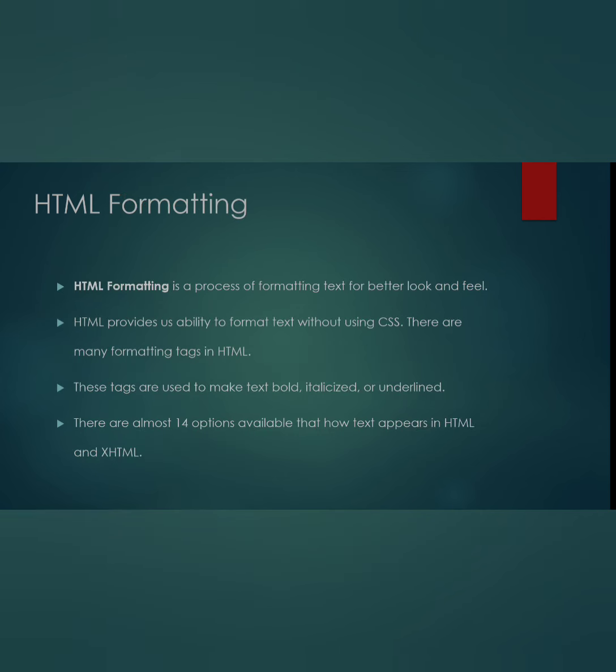HTML formatting. HTML formatting is a process of formatting the text for a better look and feel. It provides an ability to format the text without using CSS. CSS stands for cascading style sheet. There are many formatting tags in HTML. These tags are used to make text bold, italic, or underlined. There are almost 14 options available for how text appears in HTML and XHTML.